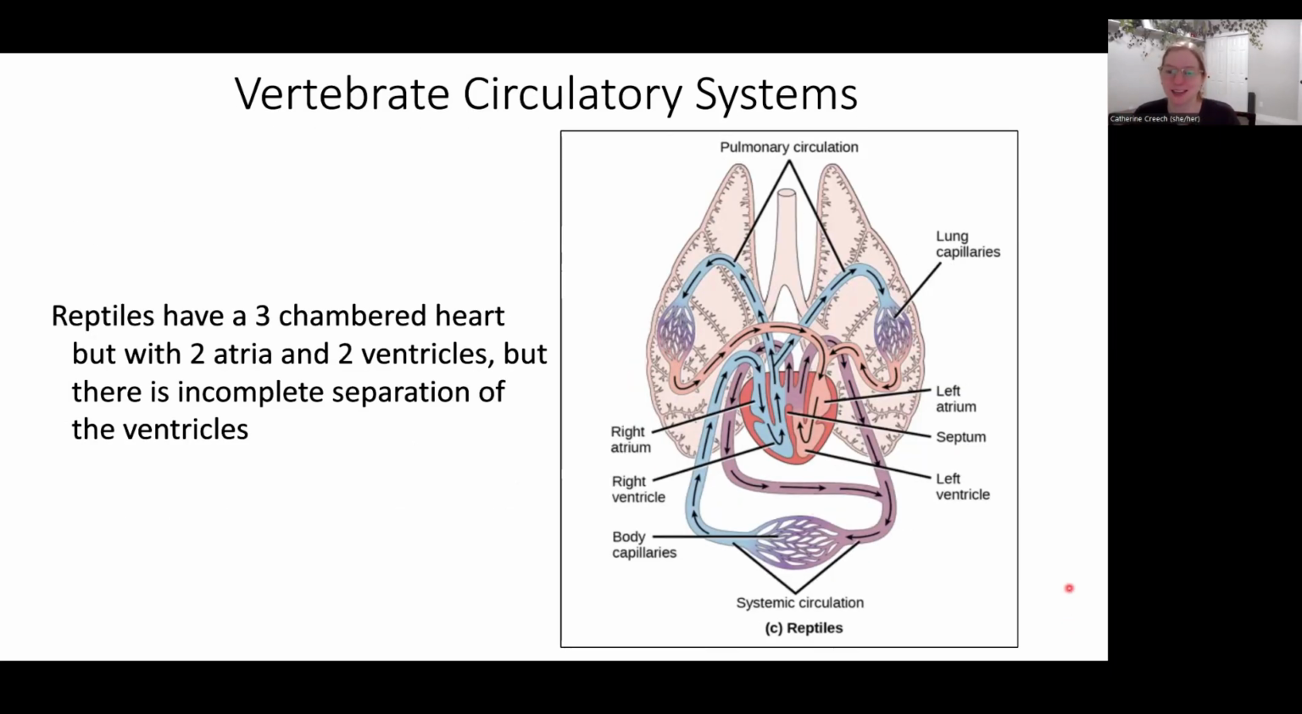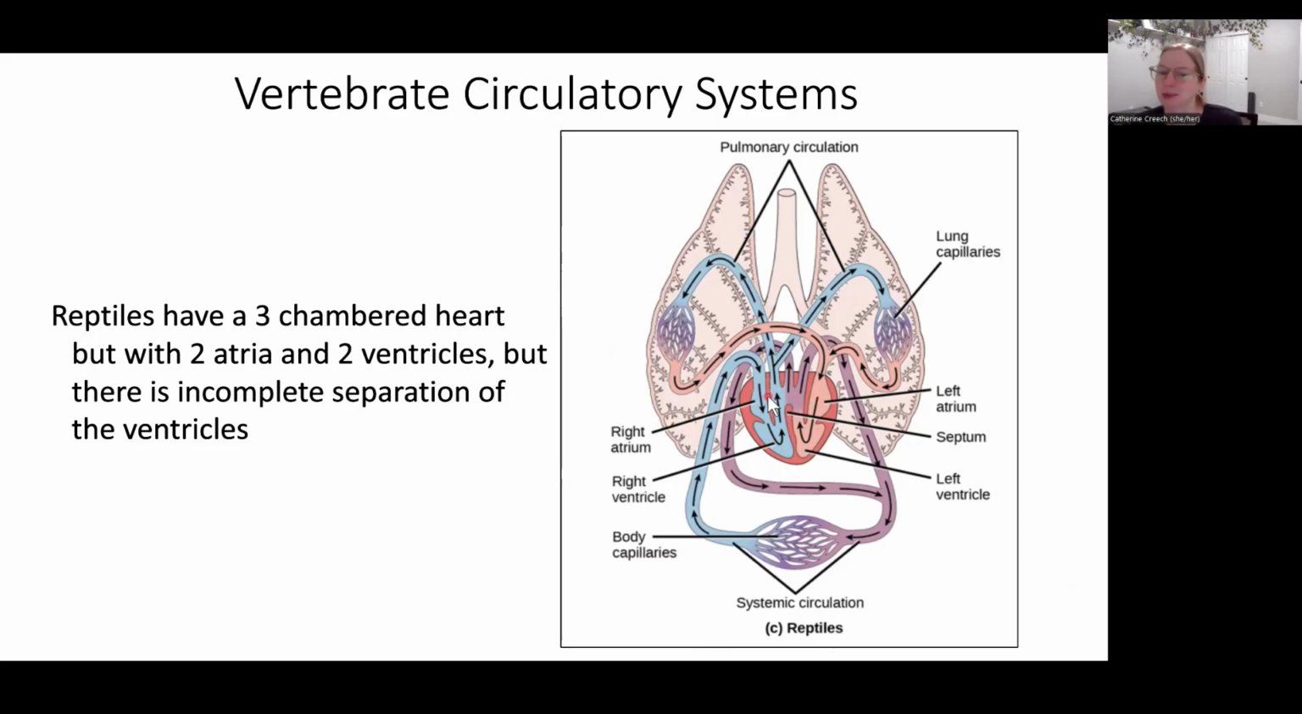This is our reptile circulatory system. In reptiles, we have a 3-chambered heart, but they have 4 rooms in their heart. There are 2 atria and there are 2 ventricles. So it feels like it's 4-chambered, but it's not, because the 2 ventricles don't have a separation. So there's 4 spaces, but only 3 chambers.